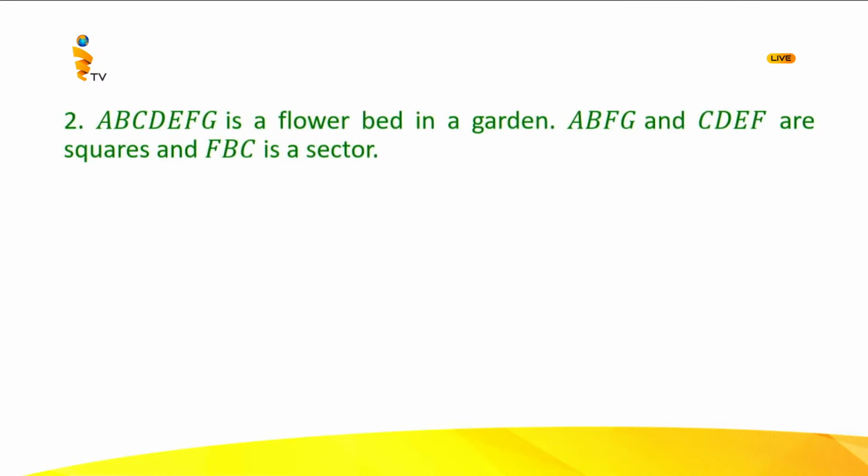Okay, now let us move on to the question given in the 2019 paper. They tell ABCDEFG is a flower bed in a garden. ABFG and CDEF are squares and FBC is a sector. So it is clear for you all that ABGF is a square and CDEF is also a square. And FBC is a sector and the angle at the center is 90 degrees.